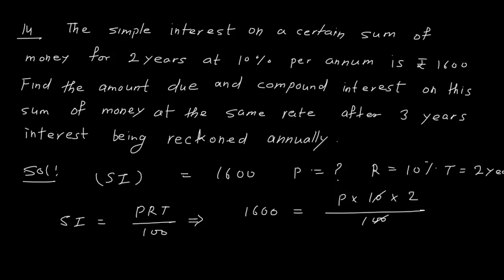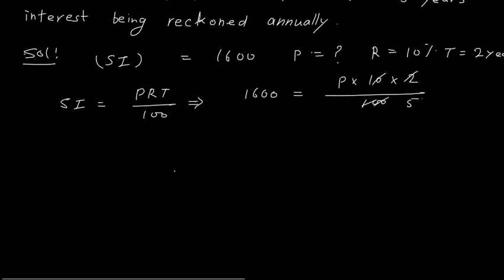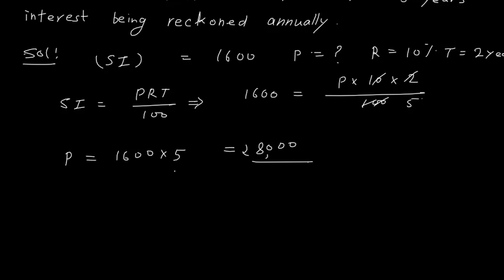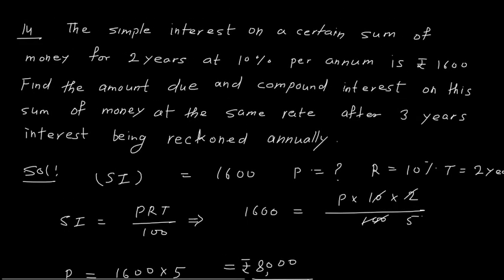Now this 10 I can cancel and 2 5s are 10. So therefore it will give me principal as 1,600 multiplied by 5. 16 5s are 80. So this is rupees 8,000. So principal is rupees 8,000. Now I got the principal. Principal is rupees 8,000.